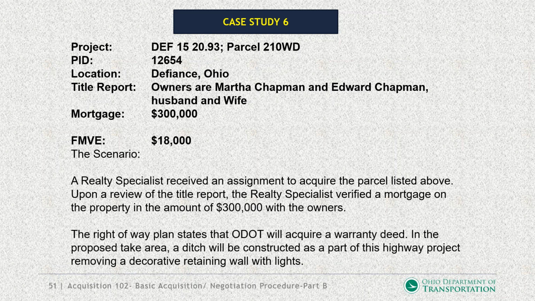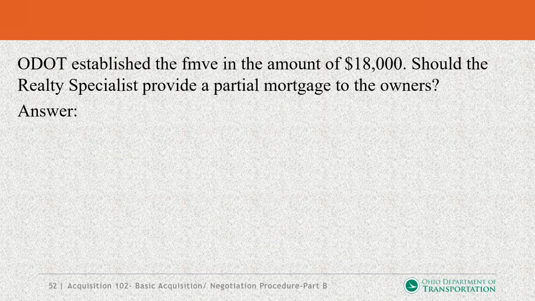The right-of-way plans state that ODOT will acquire a warranty deed. In the proposed take area, a ditch will be constructed as a part of the highway project, removing a decorative retaining wall with lights. ODOT will establish the FMVE in the amount of $18,000. Should the realty specialist provide a partial mortgage release to the owner? And everybody will probably get this right. The answer is yes.